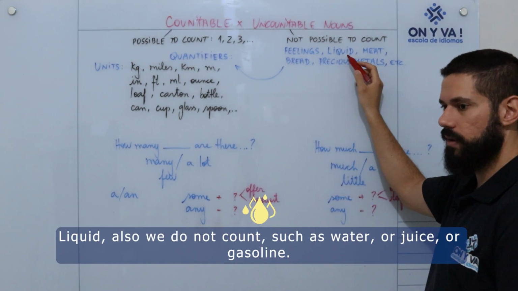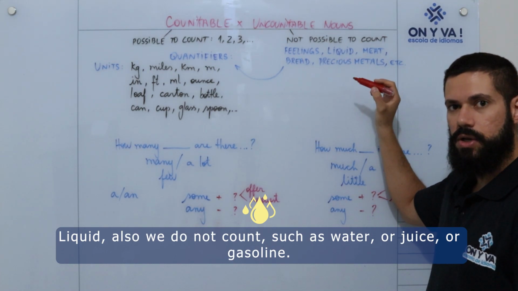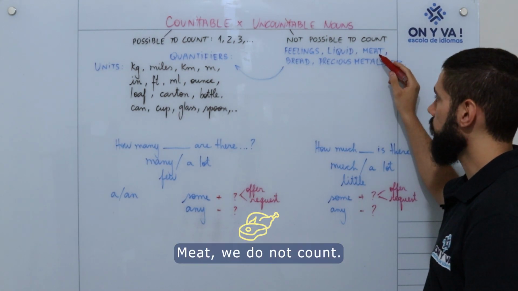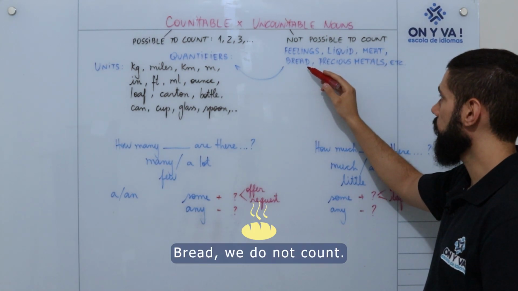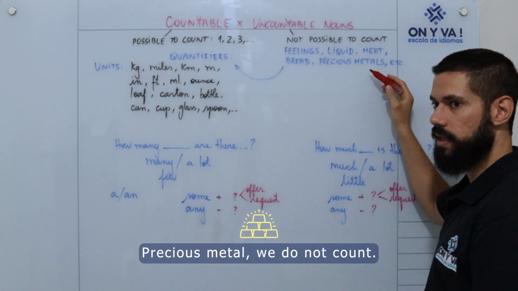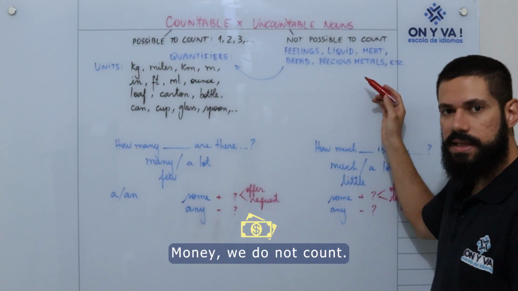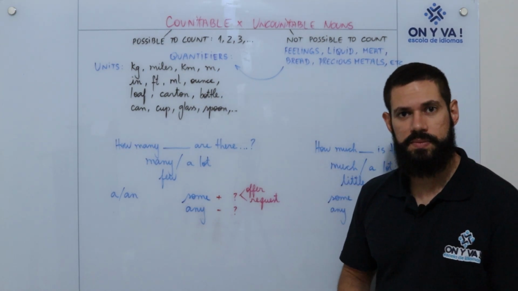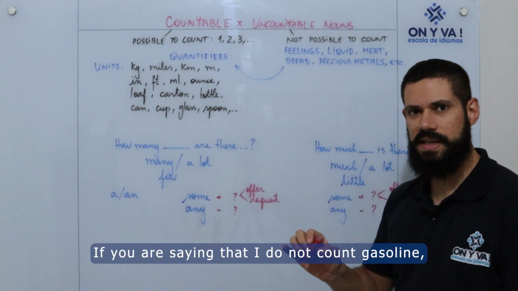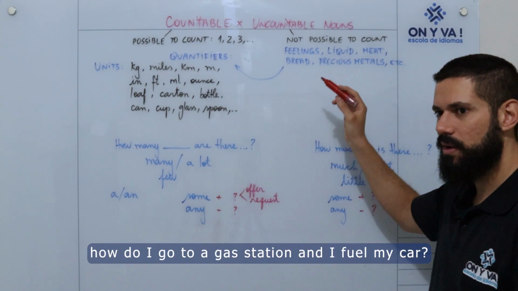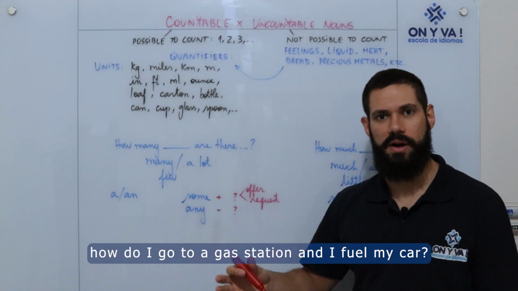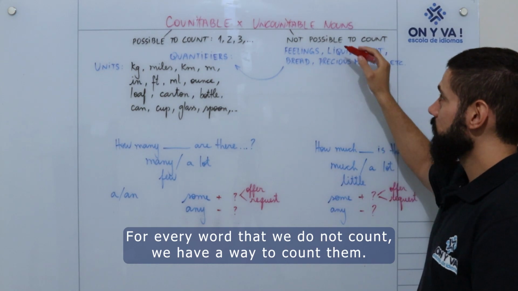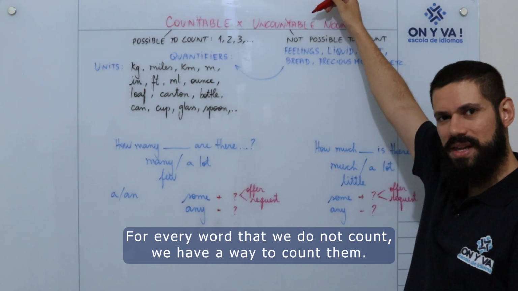Liquids also we don't count: water or juice or gasoline. Meat we don't count. Bread we don't count. Precious metals we don't count. Money we don't count. And a lot of other examples we don't count. Okay, so if I don't count gasoline, how do I go to a gas station and fuel my car? For every word that we don't count, we have a way to count them.